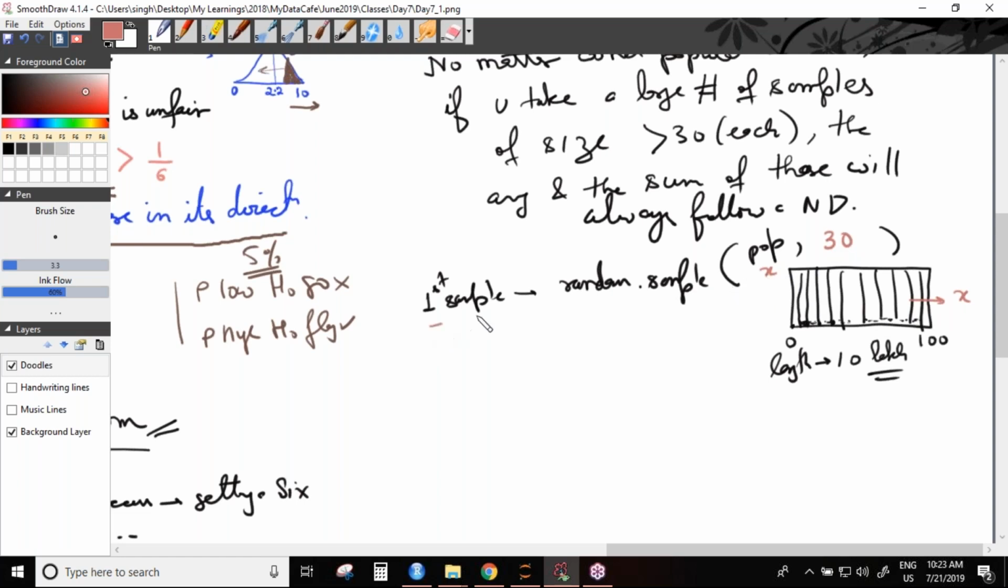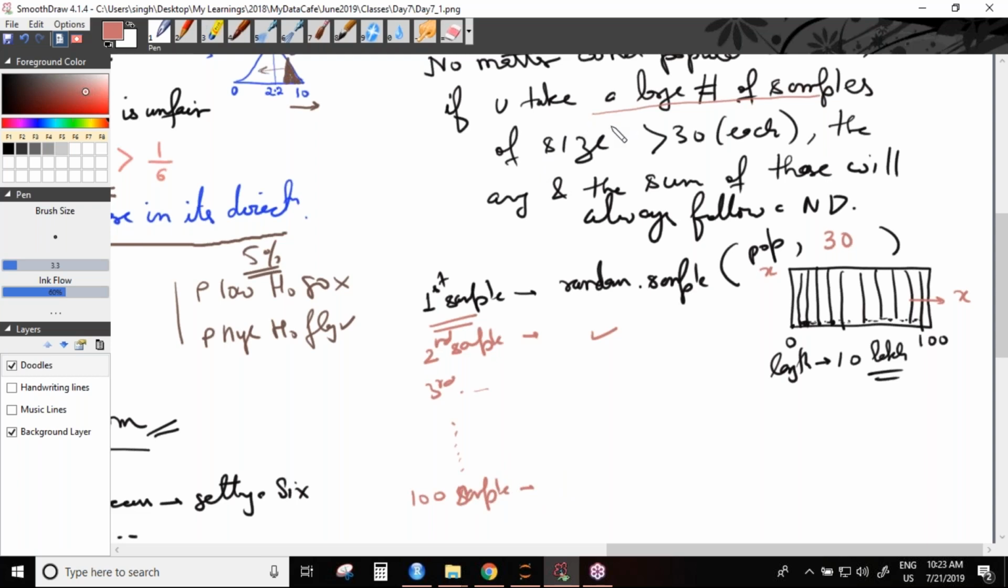Okay, this is my first sample. And what does it tell you? It tells you you have to take a large number of samples. So this is my first sample. Similarly, I will take a second sample also, the same thing. Similarly, I will take a third sample, and I will go on until I have a large number, let's say 100. You have 100 samples now.